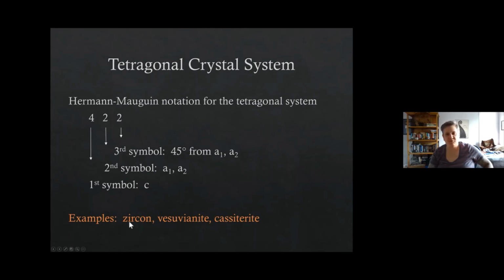So, for example, if you look at things like vesuvianite, cassiterite, zircon, these are things that have square cross sections. They may have kind of elaborate terminations, just because they've grown that way, and there are other symmetry elements that could cause those terminations. But for the most part, they have a very square, blockish looking crystal.